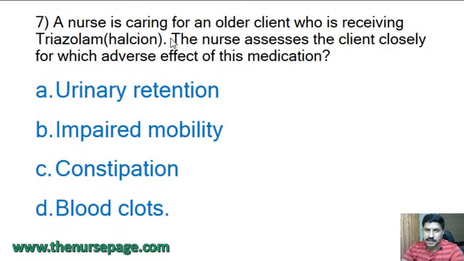Next question. The nurse is caring for an older client who is receiving Triazolam. It is an example of a benzodiazepine. A nurse assesses the client closely for which adverse effect of this medication: urinary retention, impaired mobility, constipation, blood clots. Triazolam is usually given to treat insomnia.